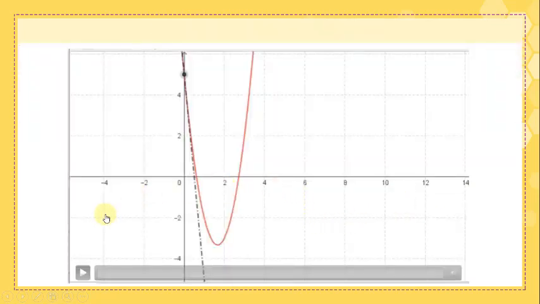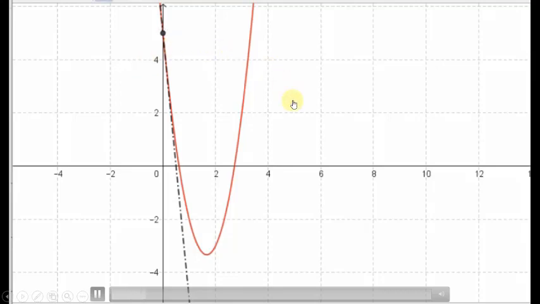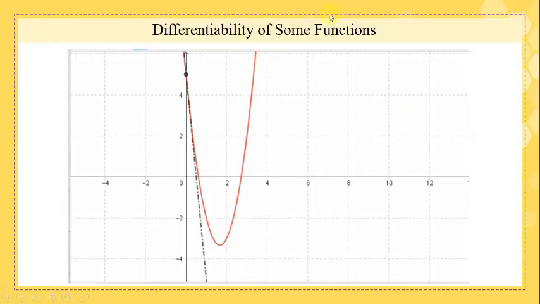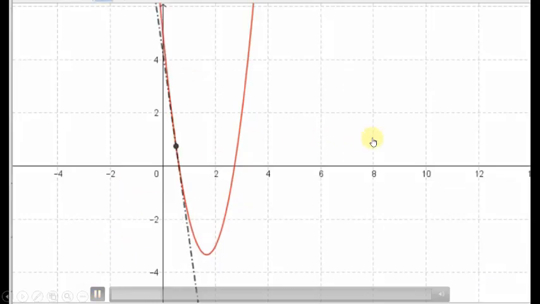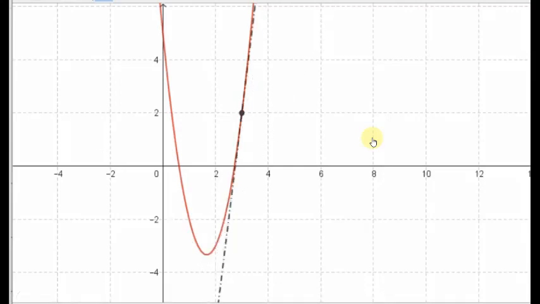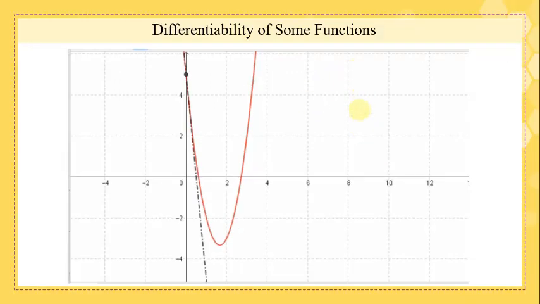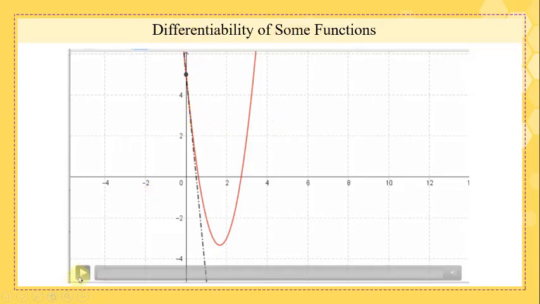Okay, more explanation. As you notice here, this is the graph of a polynomial function. What we notice is that every point on this curve admits one and only one tangent, which means that the function is differentiable at every point on this curve. So we don't have two semitangents, we have only one tangent at each point.